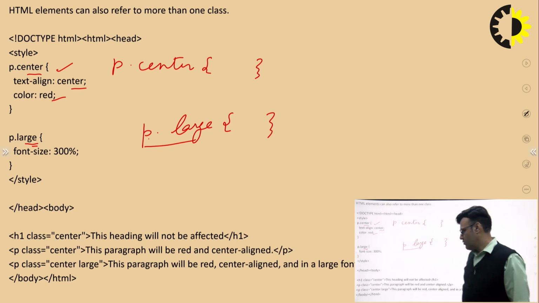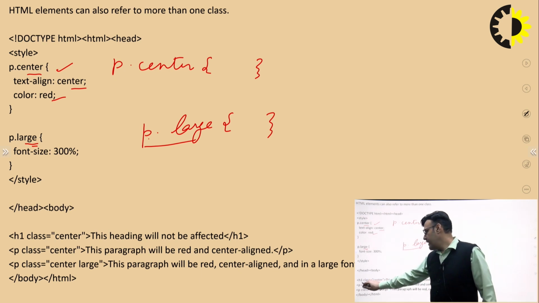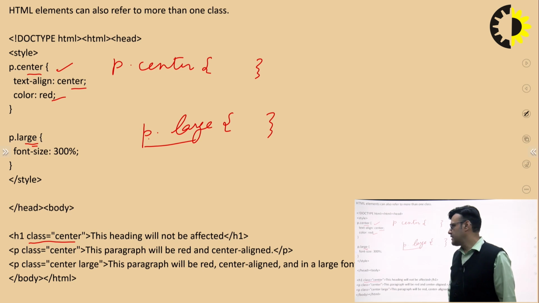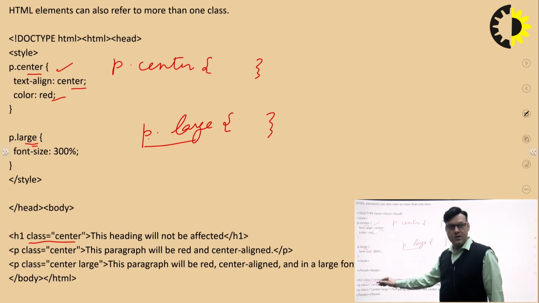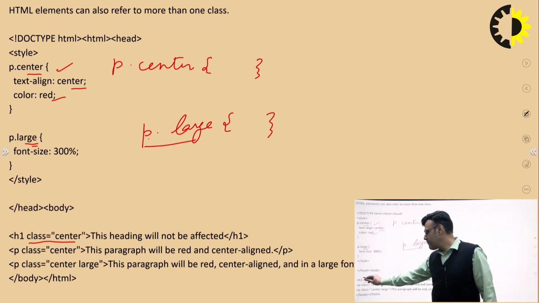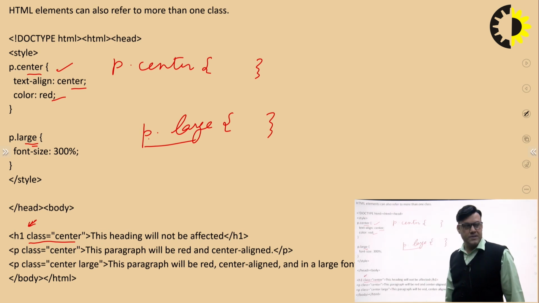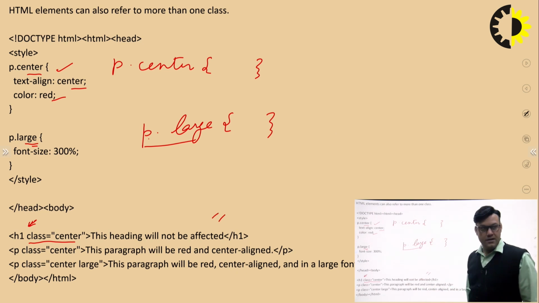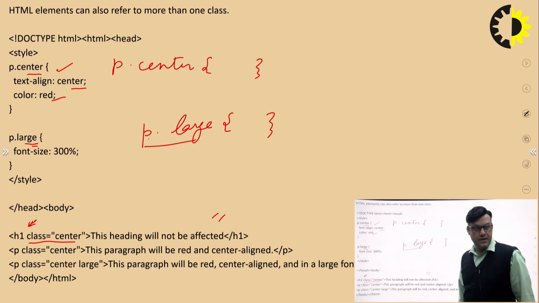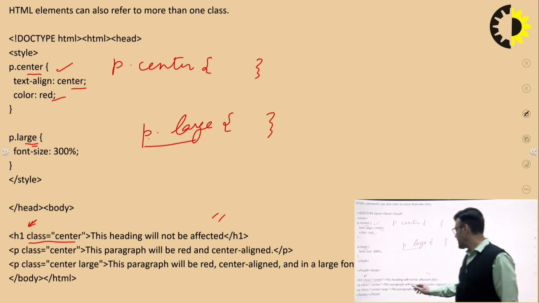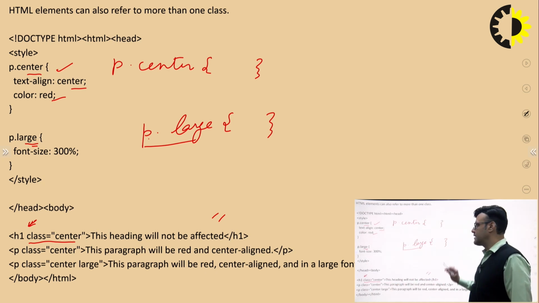Okay. Now, see, H1 class is equal to center. So, in this coding, I haven't made any class which will reflect on this H1, on this specific class. So, it means the text which is written here will not be affected. Okay. Now, P class is equal to center. Okay. P class, then P class, this paragraph will be red and center line, right?